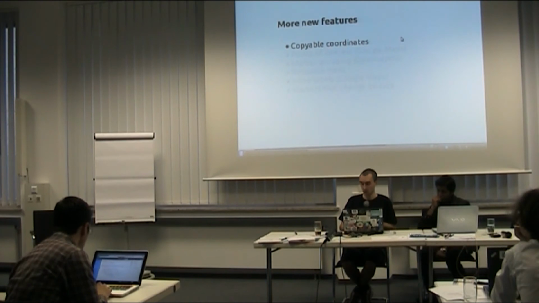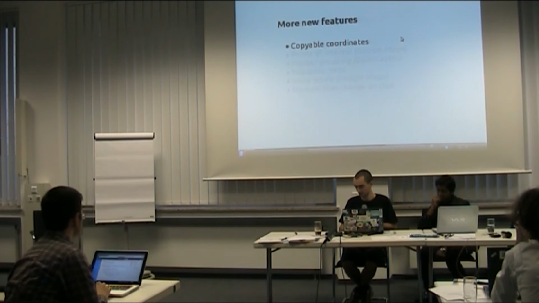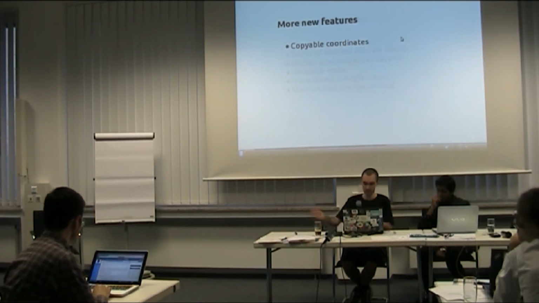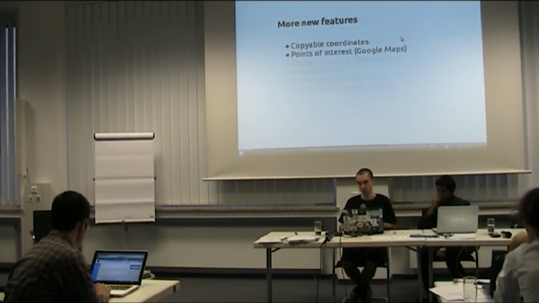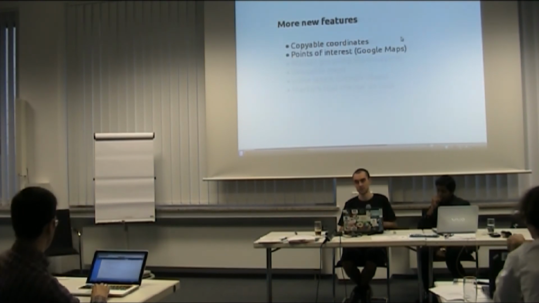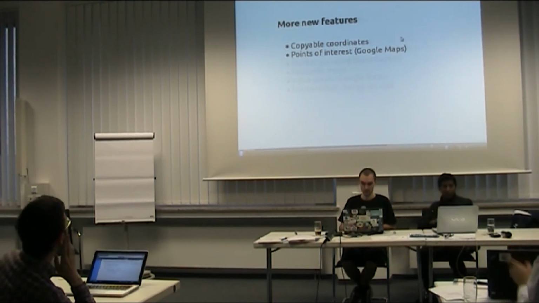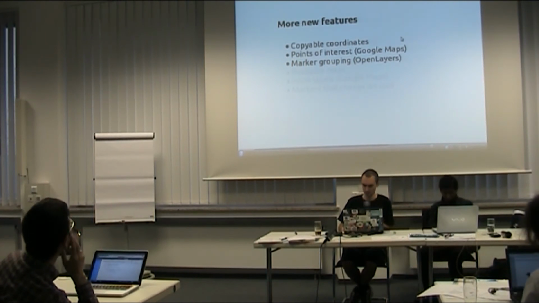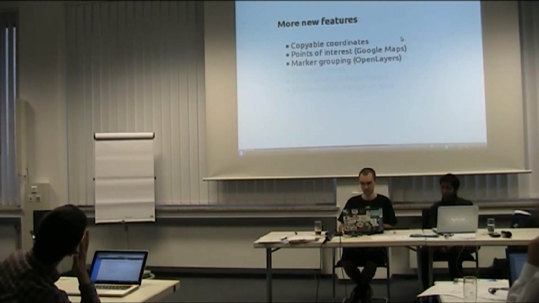And there are several more new features, but I'm not going to demo all of them because this would take too much time. You can now click on locations and copy their coordinates if you enable this, so that users can paste them somewhere else if this is needed. For Google Maps, you can enable or disable the points of interest overlay. For OpenLayers, you can now group markers. I'm actually not completely sure how this works because I haven't tried it out. I mean, too many features for me to try it all out.